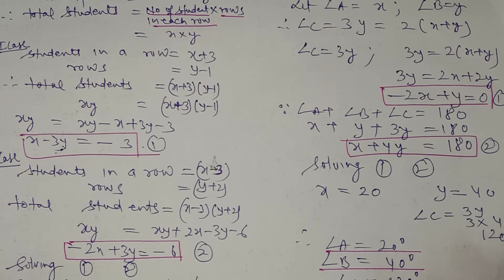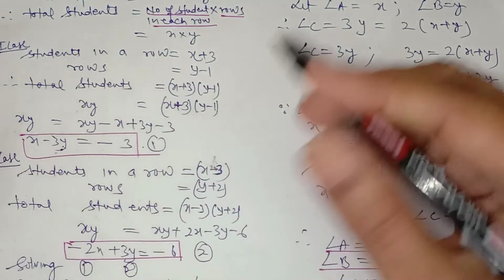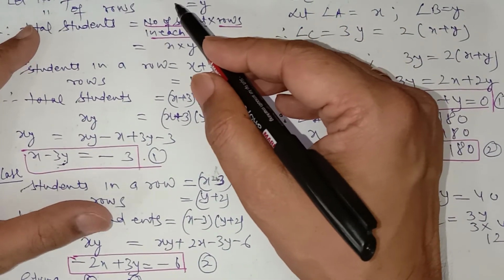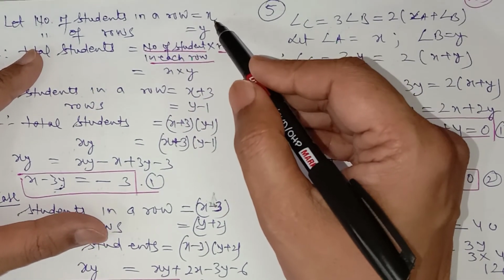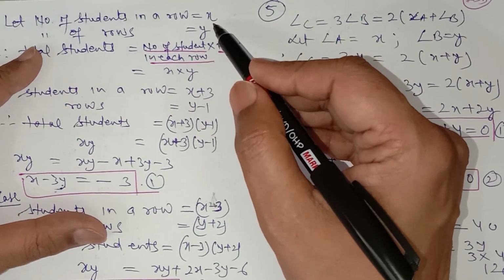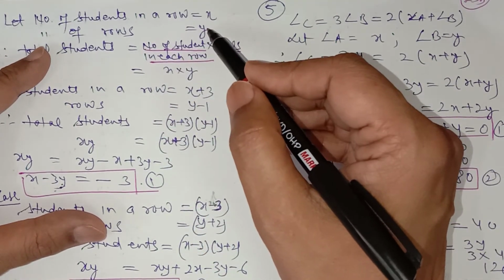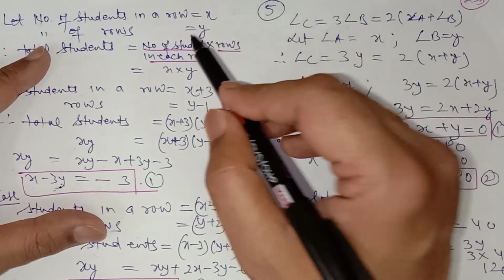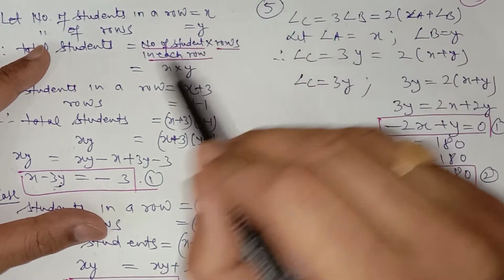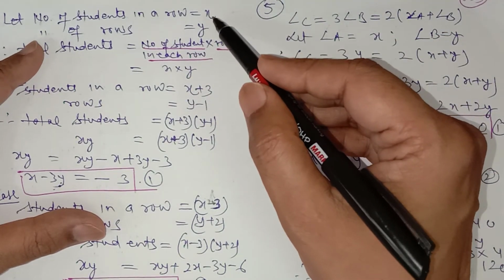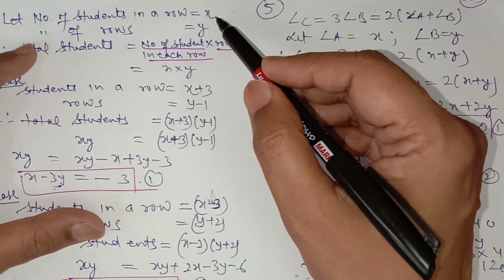This question is just the same as question number 3, only the language is different. The method to do this will be the same. So the total number of students will be number of rows into number of students in a row. So let the number of students in a row be x and the number of rows be y. Why have we taken this? Because in both the cases, the number of students in a row is increasing or decreasing and the number of rows is increasing or decreasing. So let those 2 values be x and y.